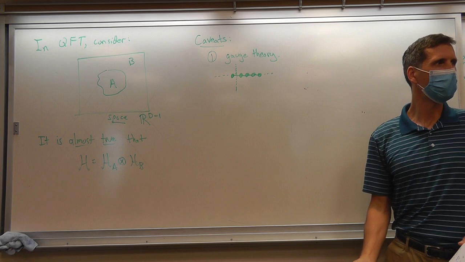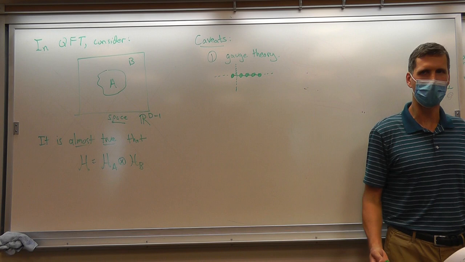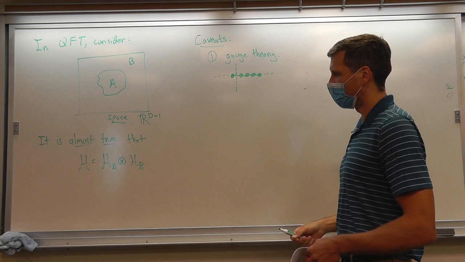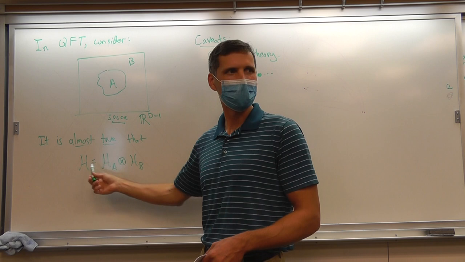Let me just say that both of those subtleties in gauge theory can be dealt with. You just have to be careful about how you deal with the link fields. And it's not quite true that this tensor product gives the Hilbert space. It actually gives something bigger than that, because you have to impose the Gauss constraint to get the physical Hilbert space.